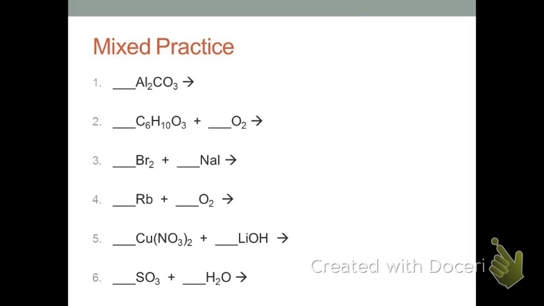Alright, last slide for a little bit of mixed practice. Number 1, first thing to do is to decide what type of reaction it is. You only have one reactant, therefore it is decomposition. Notice you have a carbonate. Carbonates will break down to form a metal oxide and carbon dioxide. So you can write the carbon dioxide right away if you want, and then you need a metal oxide.